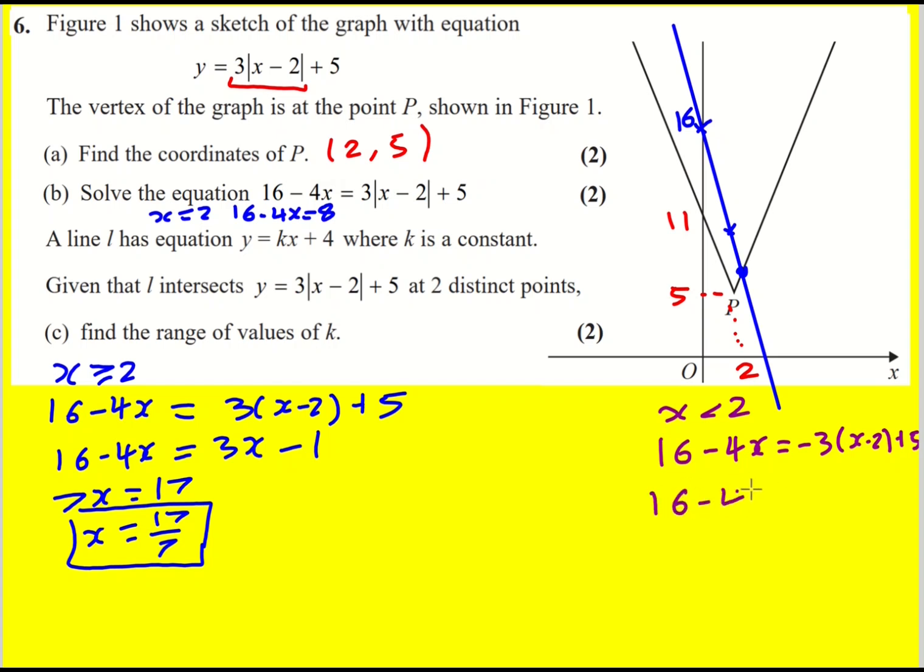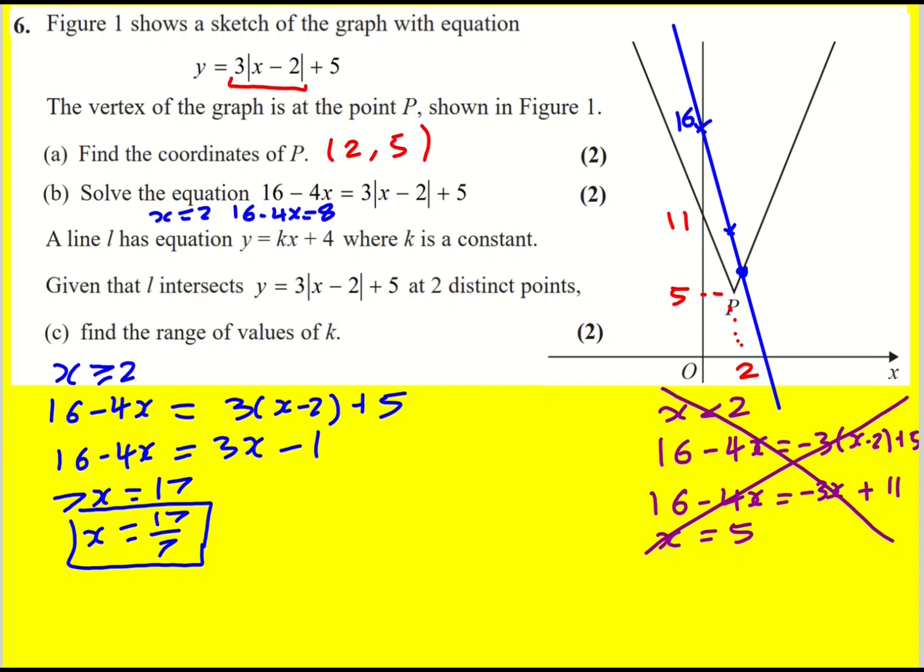So 16 minus 4x equals minus 3x plus 6 plus 5, that's plus 11. Then we'll get x equal to 5. And we can see by putting it back in, that doesn't work. And secondly, it's not less than 2, so we don't even need to substitute it back in. But anyway, if you draw the sketch carefully, then you'll see that we only need to look at that left-hand part.